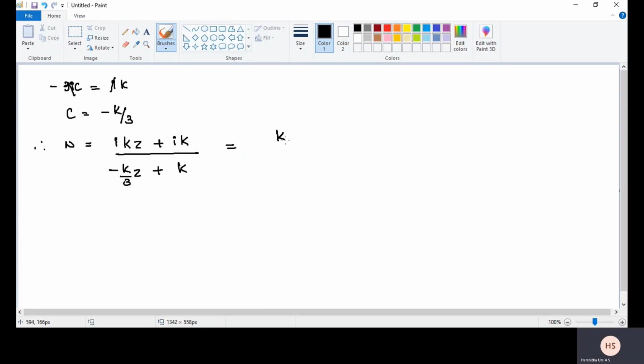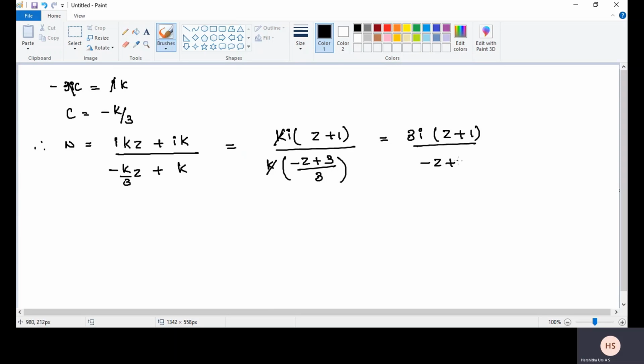Now I take numerator ki as a common term, remaining z plus 1. In the denominator, I take k as a common term and also the LCM, minus z plus 3. So k will get cancelled. This 3 will move to the numerator. So we get 3 into z plus 1 divided by minus z plus 3.